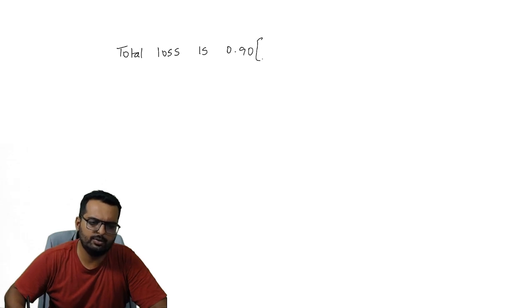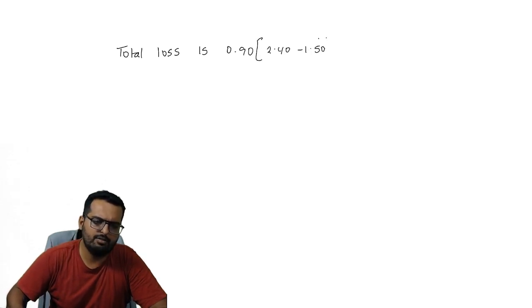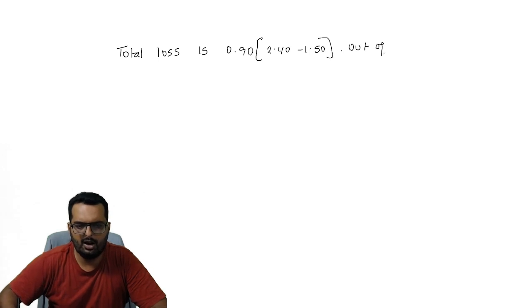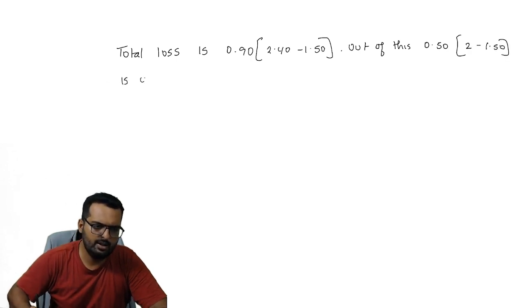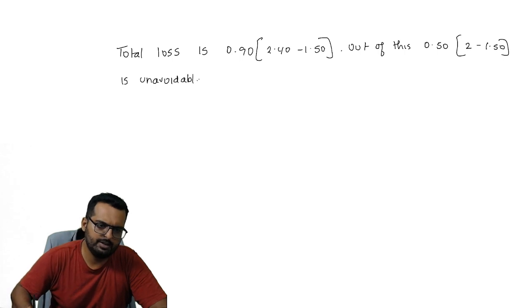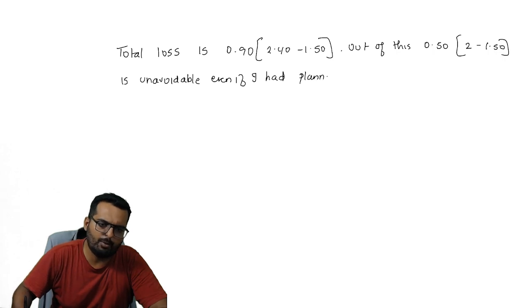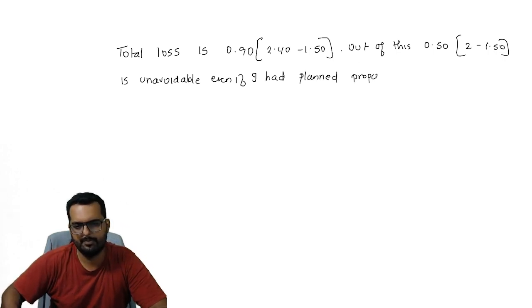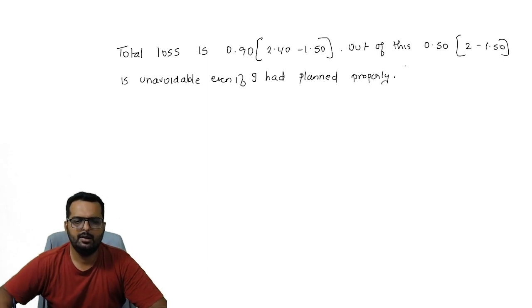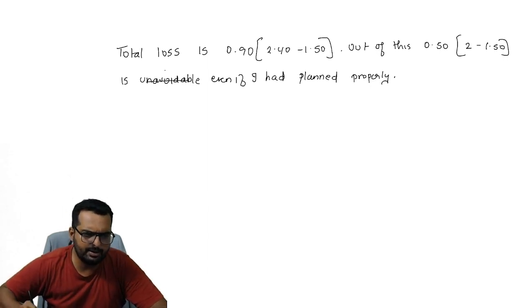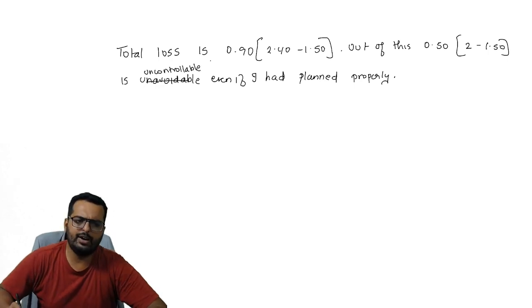Total loss is 0.90. That is 2.4 minus 1.5. Out of this, 0.5, that is 2 minus 1.5, is unavoidable, even if I had planned properly. Correct? Okay, unavoidable or uncontrollable. I think that is a better word over here, right? Uncontrollable, even if I had planned properly.